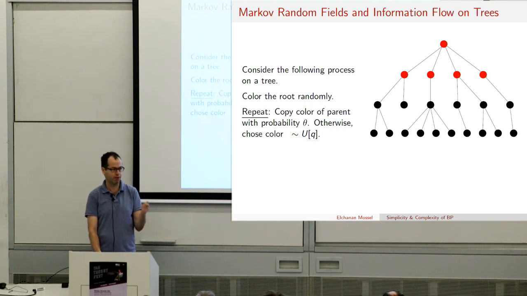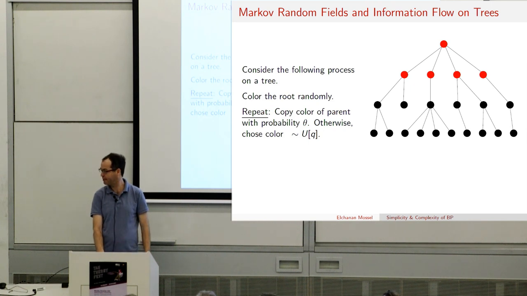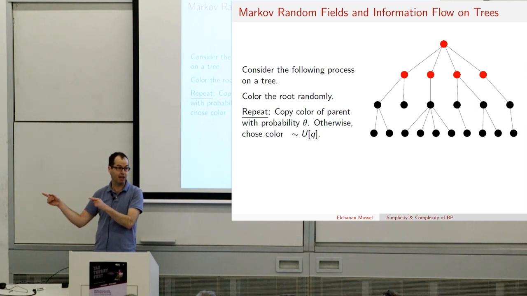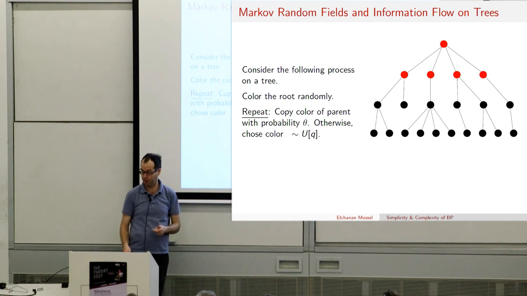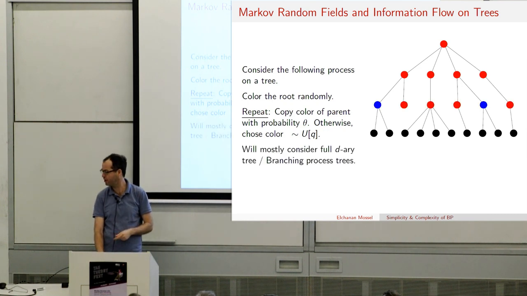So I'm going to toss a coin with probability theta. It's going to tell me to copy. And otherwise, I'm going to choose a uniformly chosen color from one of the Q colors. Okay, so I'm doing it for one layer. Maybe my theta is pretty high. So I copied. And maybe the last one I actually randomized over there. But when I randomized, I got red. So that's the process that I'm doing. I'm doing it again and again and again. Okay. So that's the process that I'm going to talk about.